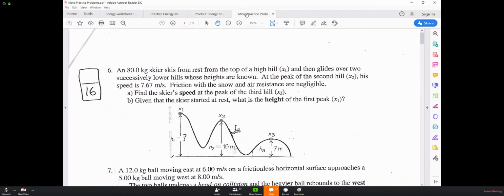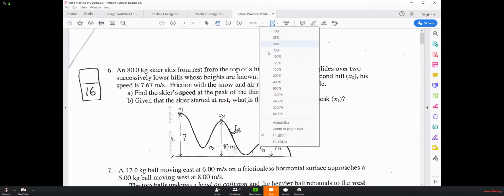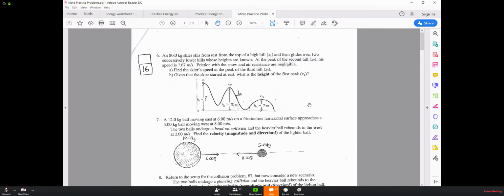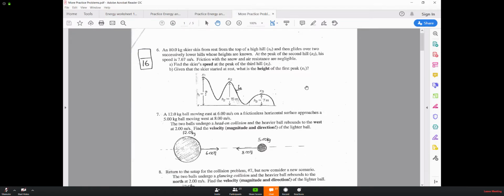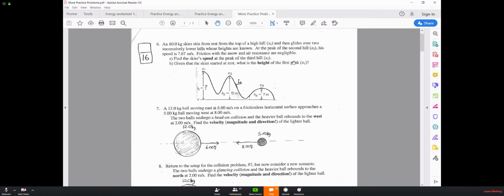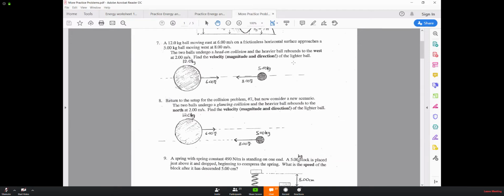I think the problem I'd like to do is from the bottom of this one, which is just called more practice problems. Number 6 is really easy. Number 7 and number 8 are not too bad. I'd like to do number 9, but I'm just going to read 7 and 8.